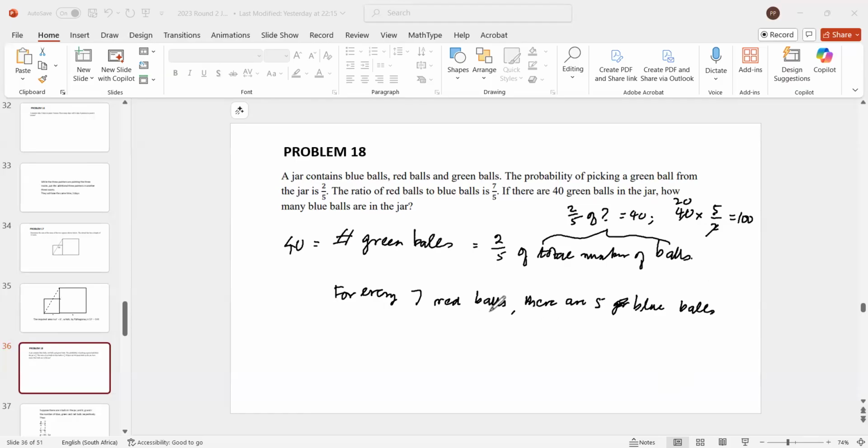Now for every 7 red balls, there are 5 blue balls. So there are 100 balls altogether, and of that, 40 are green balls. Therefore, if you remove the green balls, 100 minus 40, there are 60 red and blue balls. Why do I keep saying red and green? It's red and blue.